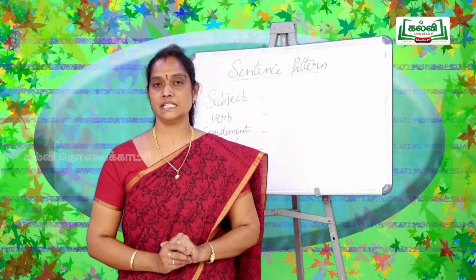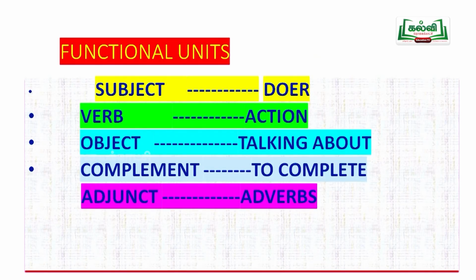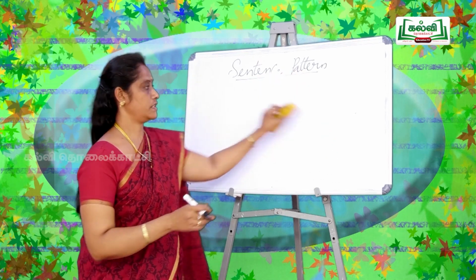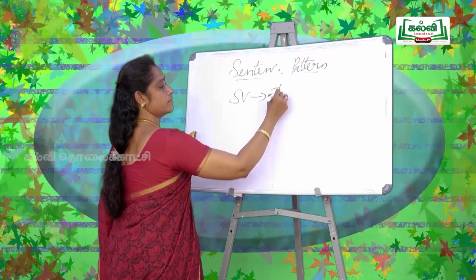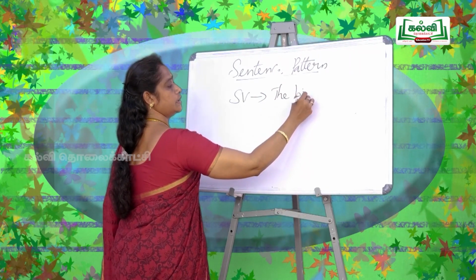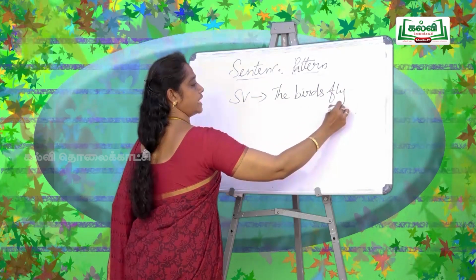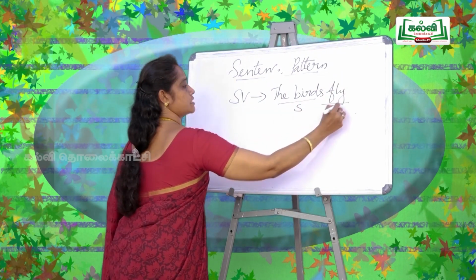So in a sentence, the functional units are subject, verb, complement, object and adjunct. So now the kinds of sentence patterns are, first one, SV, only the subject and the verb. The birds fly. This is the subject and this is the verb.